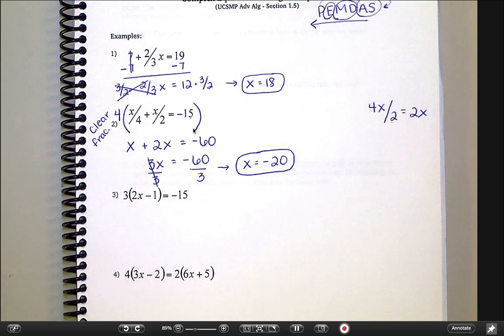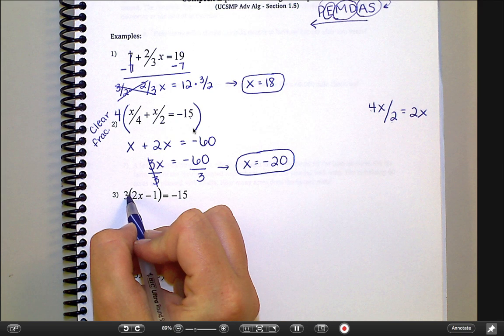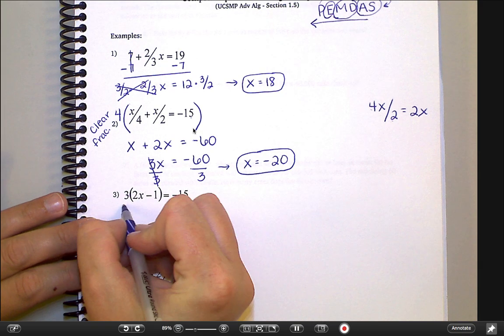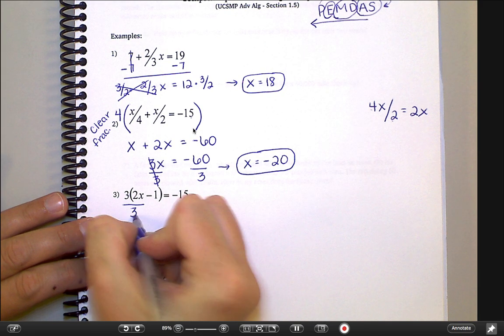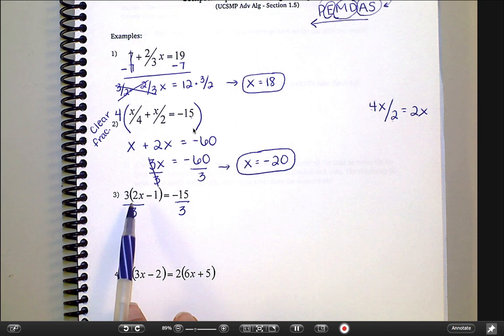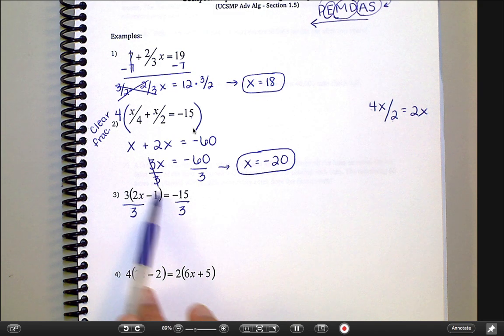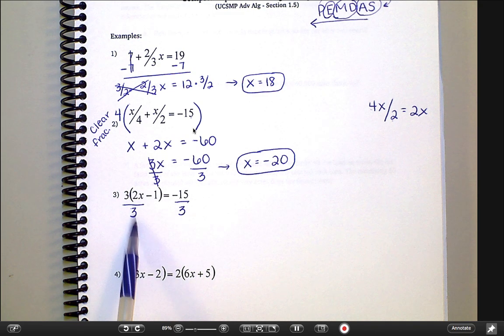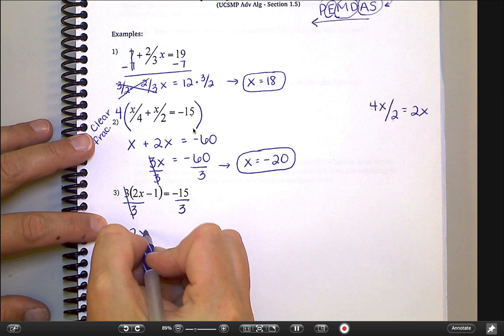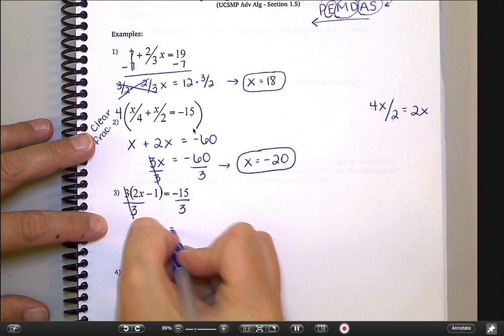But I want you to remember also that this is multiplication here, right? This is 3 times 2x minus 1. And so if that's multiplication, I could get rid of it by dividing, okay? Which means I have to divide over here as well. Now, I don't have to go in here and divide these by 3 because this is all being multiplied together, which means I can just divide it once and get rid of it. This is like all one term, okay? And so dividing this whole thing by 3 just cancels these. And then I'm left with 2x minus 1 equals negative 5.